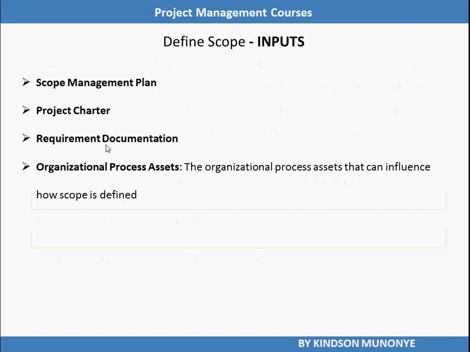Why do we need the project charter as input to define scope? The project charter provides the high-level project description and product characteristics. It also contains project approval requirements. If a project charter is not used in the performing organization, then comparable information needs to be acquired or developed and used as a basis for the detailed project scope statement.